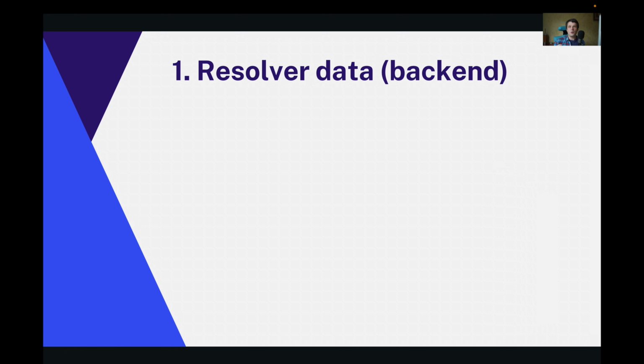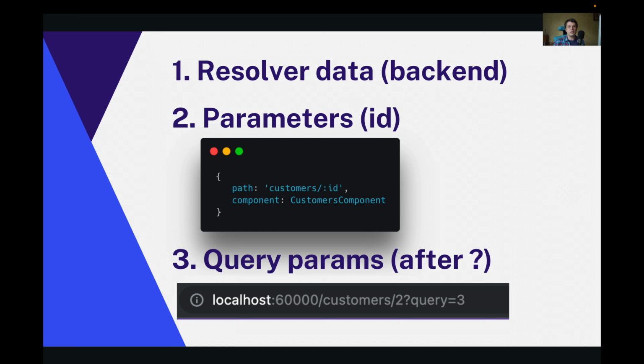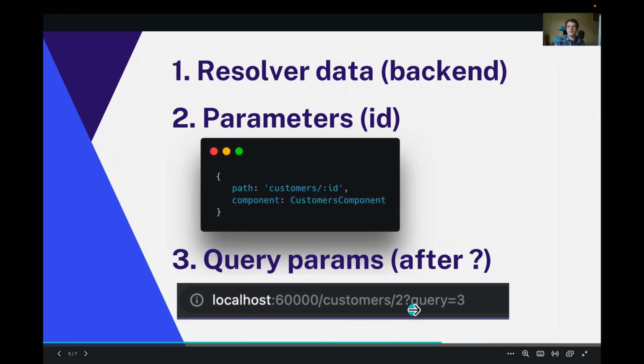First, it will take all the data from your resolvers, so everything from the backend. Then it will take the data from your parameters. In this case, it will be an ID. And the third one, it will take everything from the query parameters. Query parameters, just to remind you, are everything after the question mark. In this case, it's query.